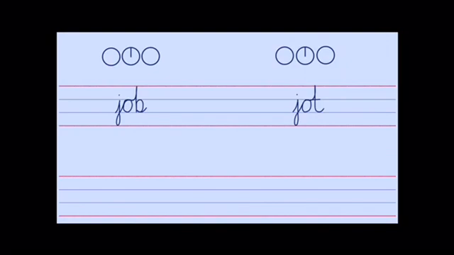Jog. J, O, G. I need the letter J again. O. And then the G. So I needed an O and a G for those sounds.